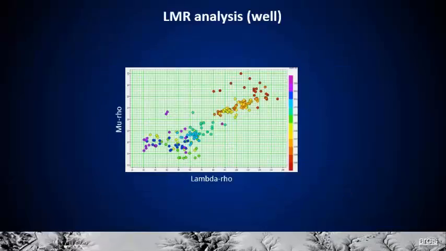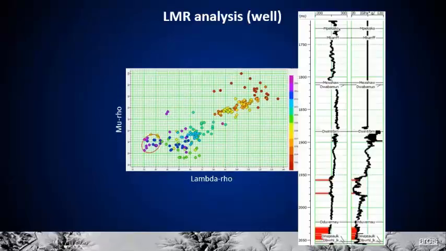Here I'm showing you the lambda rho mu rho cross plot at the location of the well, and you can see this is the distribution of the points in the different clusters. And if you pick up these points within this polygon there and backtrack them, you see that they are coming from the zone of interest, which is the Dubin interval in this case.